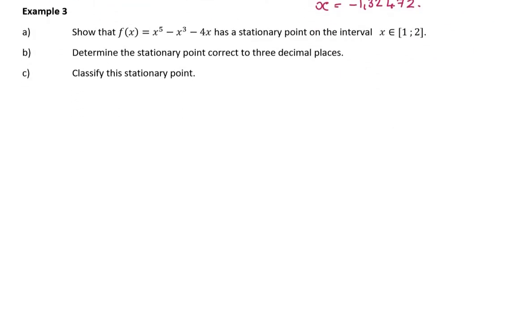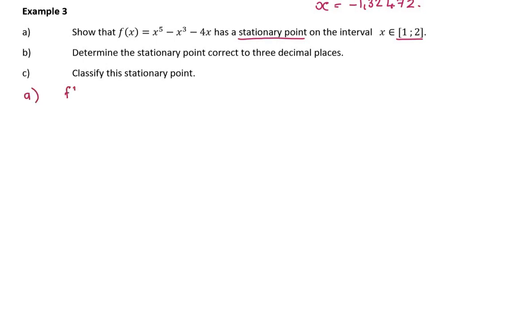Example number 3 says, show that f of x, now this is a power 5 equation. Now we don't have any ability to solve this on our calculator, so we have to use the Newton-Raphson method. Show that f of x has a stationary point on the interval x is an element from 1 to 2. Now, I have no idea what this equation looks like. I'm assuming it looks a little bit like a cubic going up and down, but I need to show it has a stationary point.